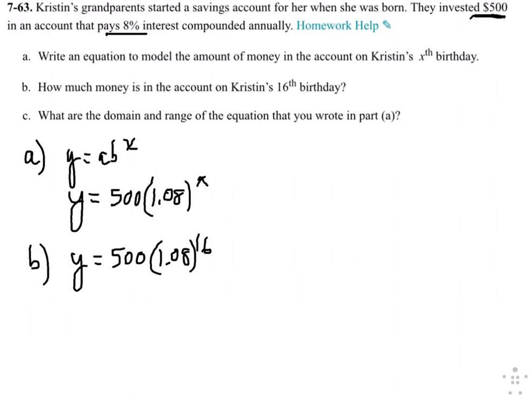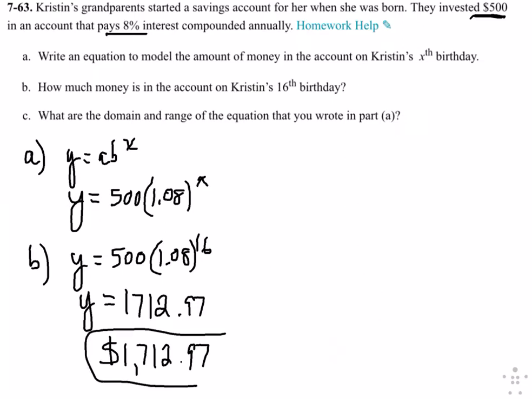And we use our calculator, and we would get y equals 1712.97, right? So that would be $1,712.97. Not bad for a $500 investment.